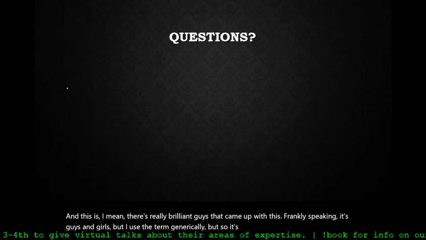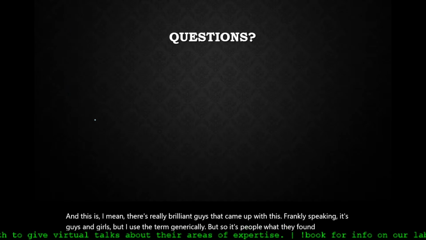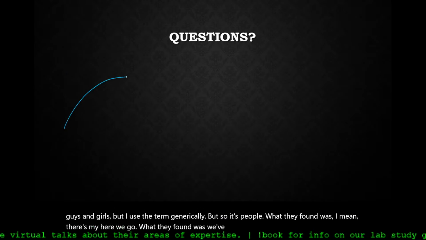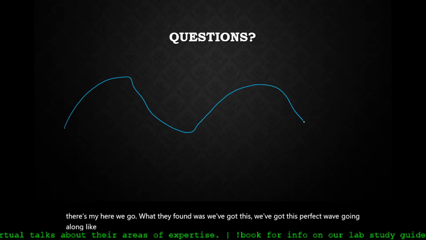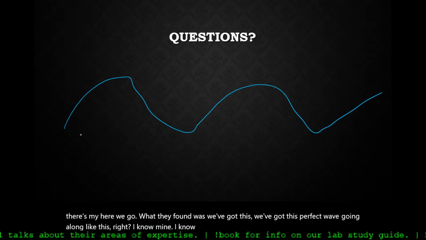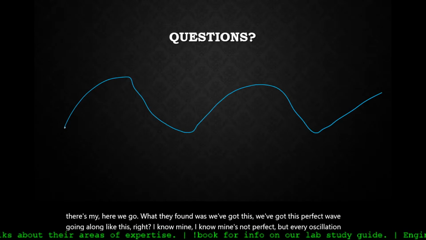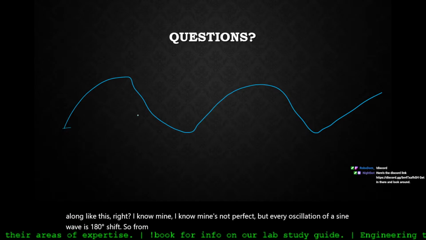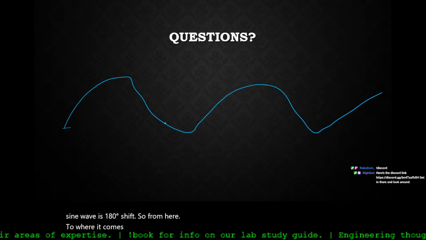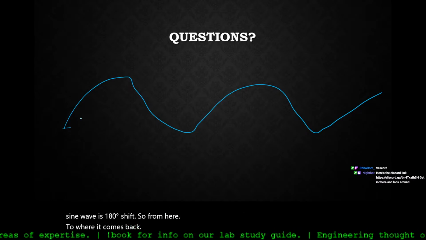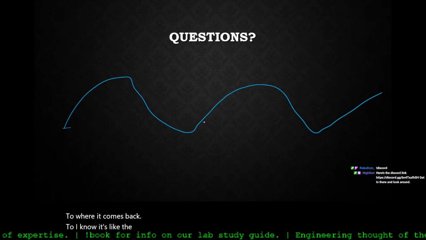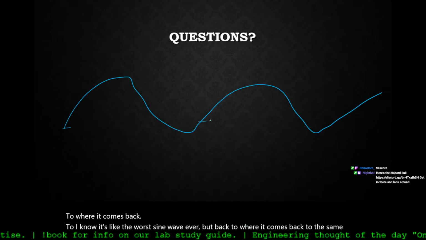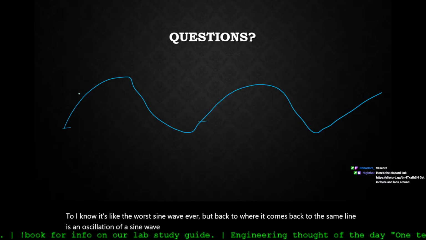What they found was, we've got this perfect wave going along like this, right? I know mine's not perfect, but every oscillation of a sine wave is a 180-degree shift. So from here to where it comes back to the same line is an oscillation of a sine wave, right? I know that's the worst sine wave ever. So there you go. That's one oscillation.